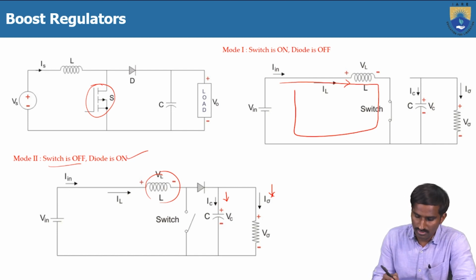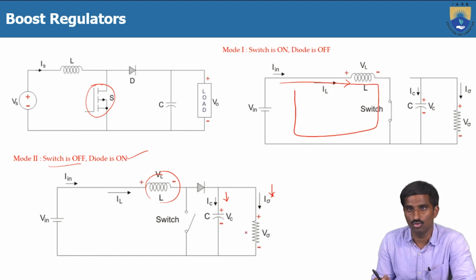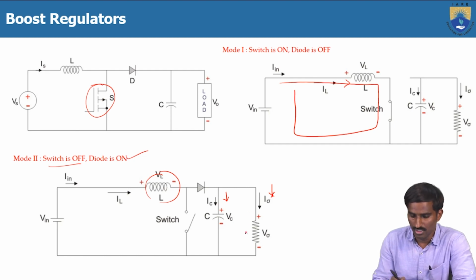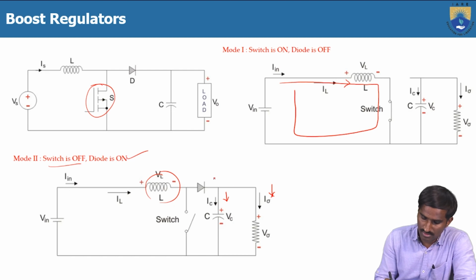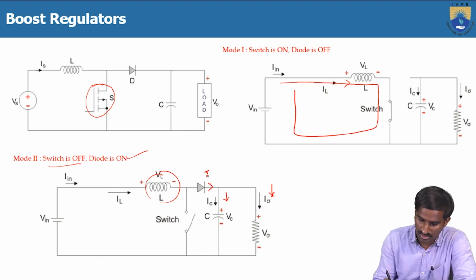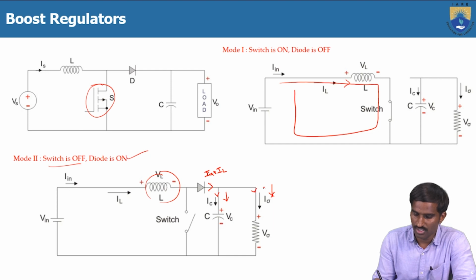Okay. So then when the switch is turned off and the diode is turned on, that time this capacitor will supply the voltage to this load. So which means here the current is I in plus IL. Both currents will flow, and some of the current will flow through the capacitor and some of the current will flow through the load.